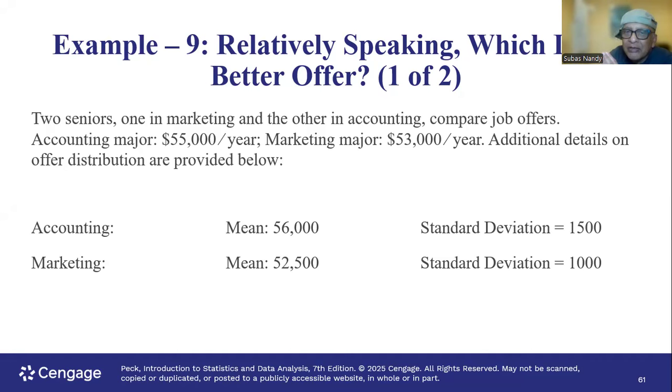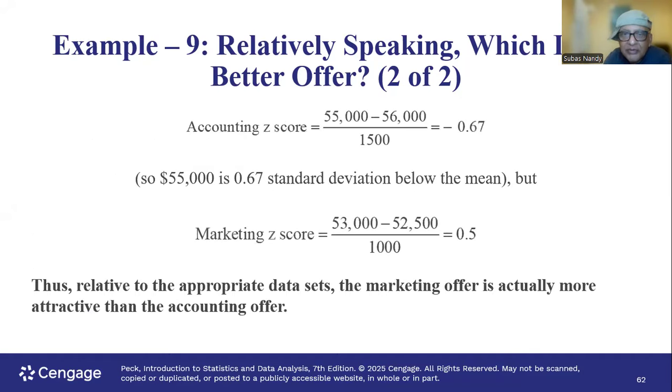Look at the marketing. The marketing major is making 53,000, which is slightly above the mean for marketing. 53,000 minus 52,500 is a positive difference, and then you divide by the standard deviation. So the z-score for the marketing major will be on the right of 0. The z-score for accounting will be on the left of 0. So it looks like the accounting measure has a slightly lower z-score than the marketing measure, as you will see.